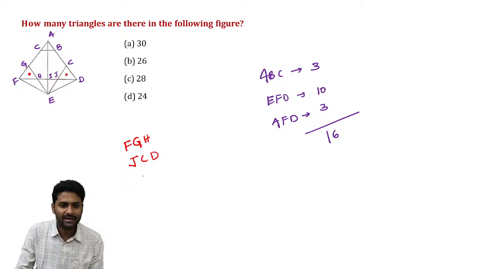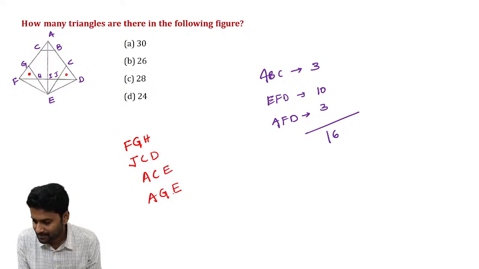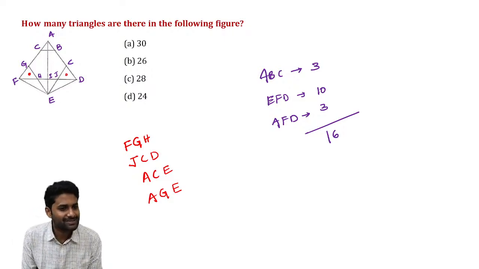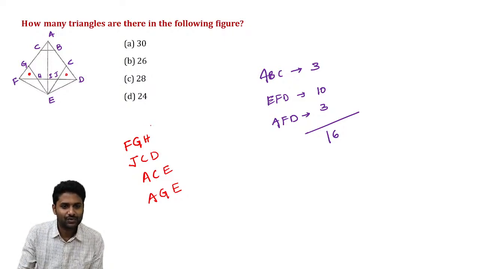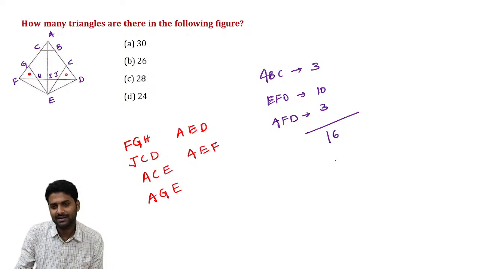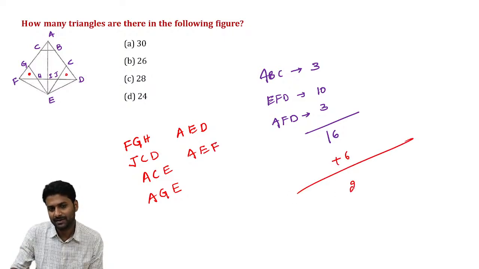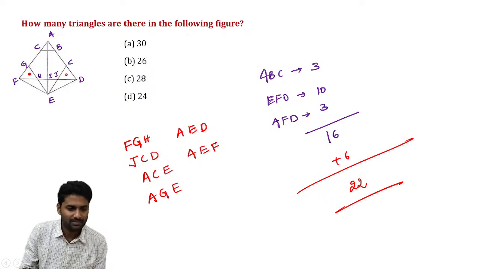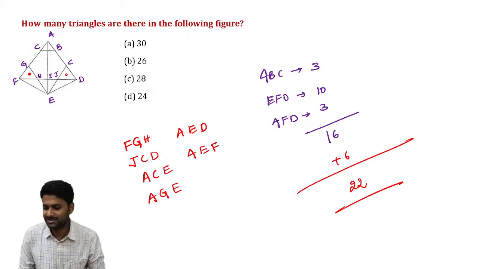Now you can get ACE and AGE, four more triangles. So these four triangles you will get. Hope you understand. Let's go for the next one. AED is one triangle. AEF is another triangle. Let's add six more. Then it becomes 22.